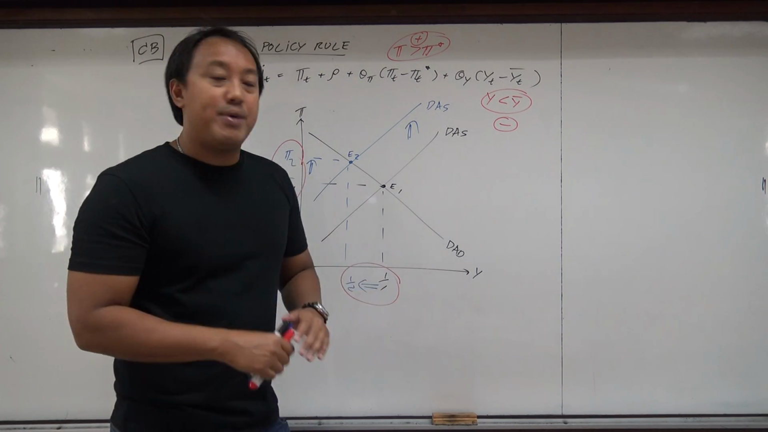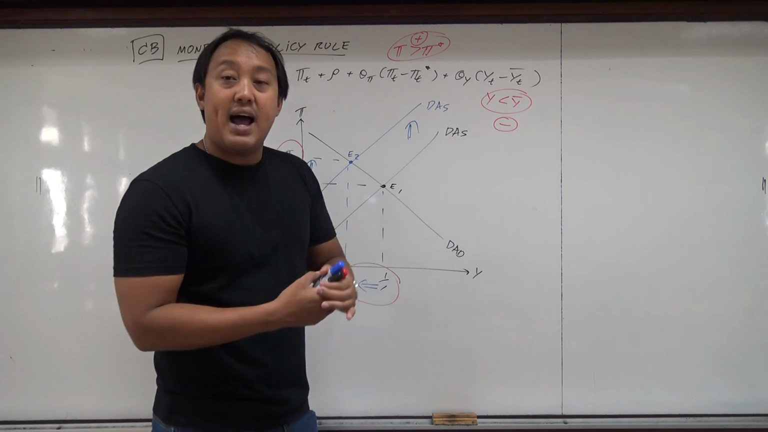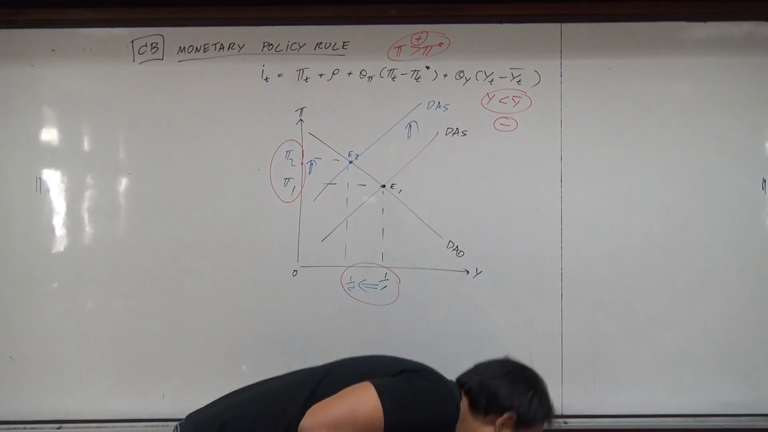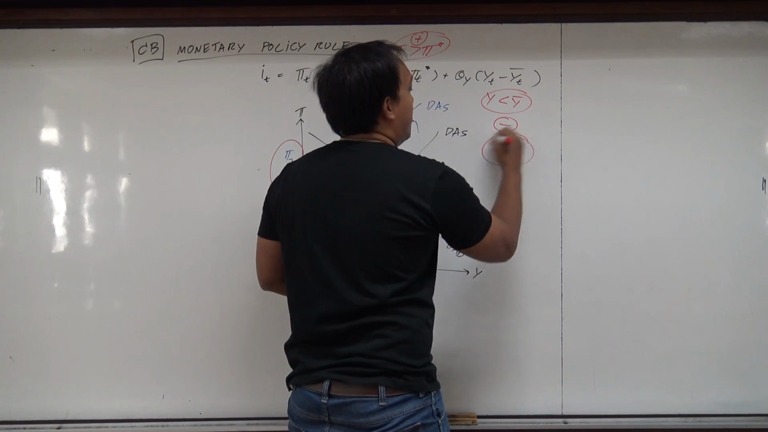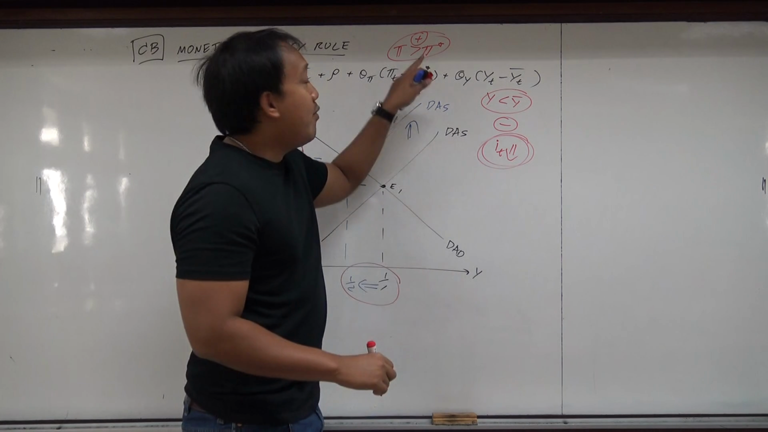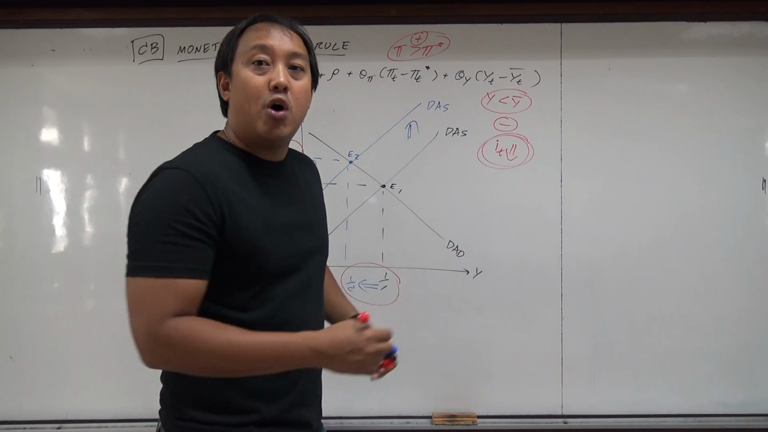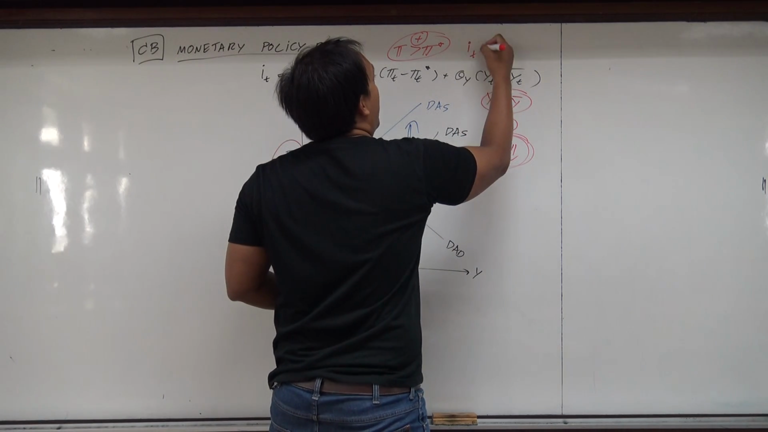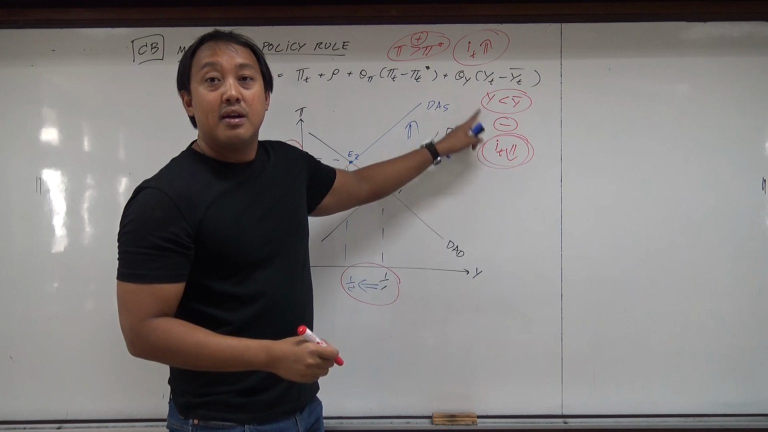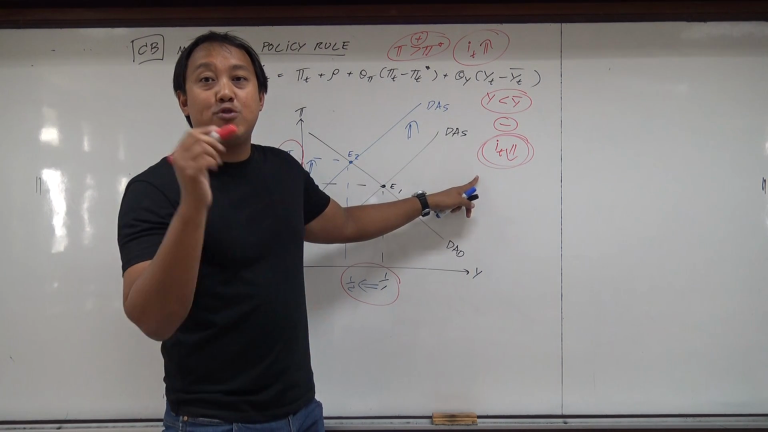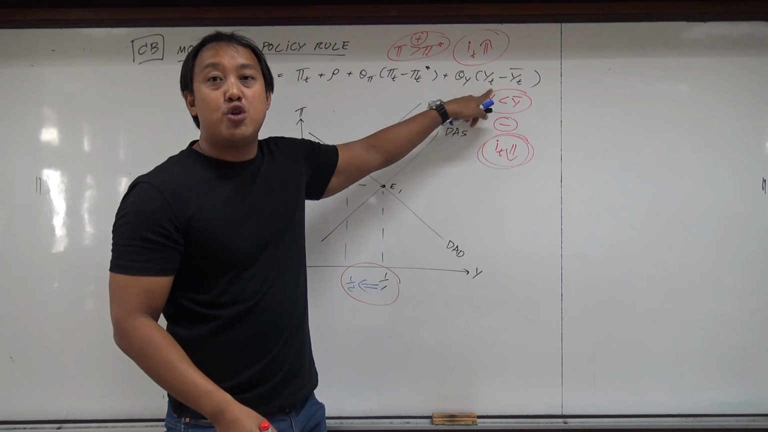It's totally different because when you have the economic slowdown problem, this bracket becomes negative, which requires the nominal interest rate to go down. However, when you have the inflation problem, this bracket is positive, so the way to solve the problem is to have the nominal interest rate go up. For this problem, negative, the nominal interest rate has to go down. For this problem, the bracket is positive, the nominal interest rate should go up.